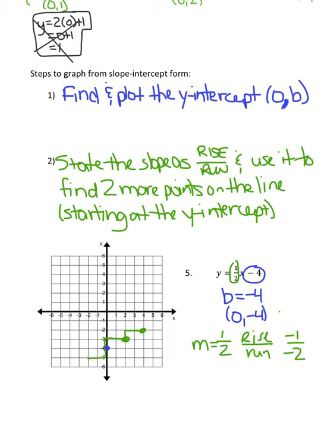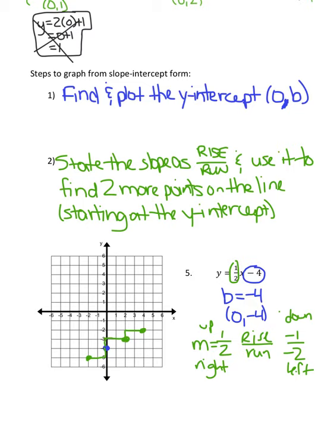Remember, negatives mean down. This is down, and then this is to the left, where this one would be up, and this is to the right. Positives are up and to the right. Negatives are down and to the left. So we could have gone that direction as well.